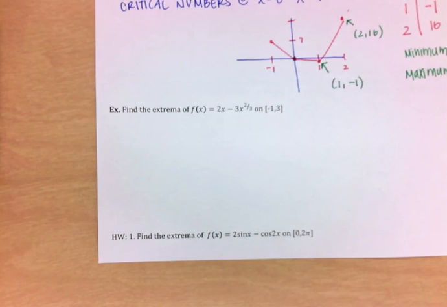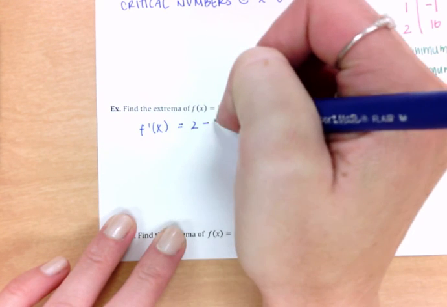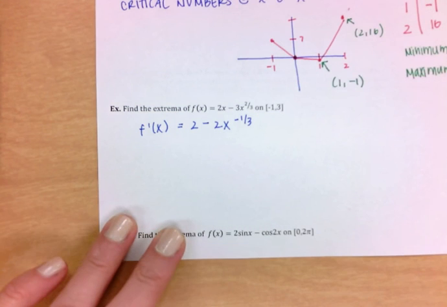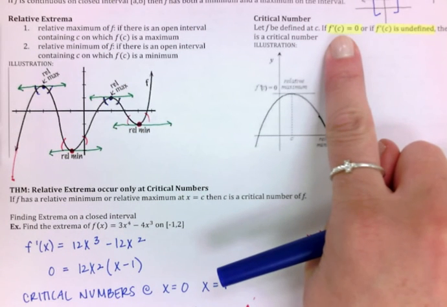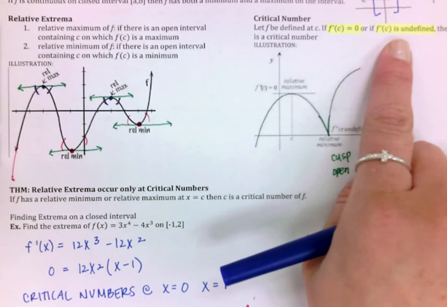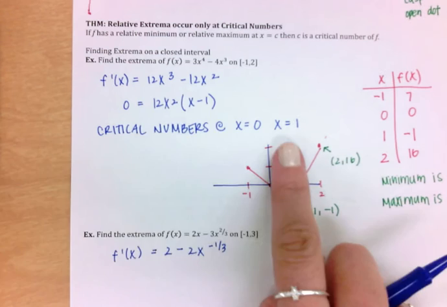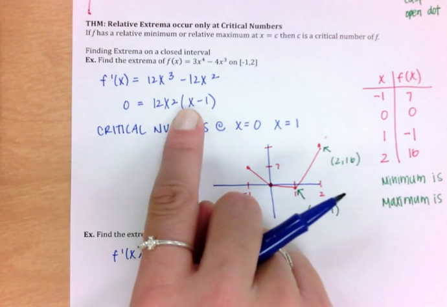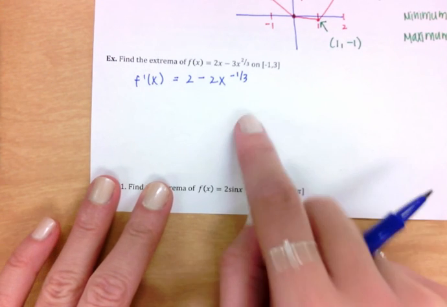If you are finished, your first step was to find the derivative. So your derivative is 2 minus 2x to the negative 1/3, if you did your derivative correctly. Remember that our critical numbers are where the derivative is set equal to 0 and where the derivative is undefined. So we have to look at both of those. The previous one was a nice polynomial with nothing in the denominator, so nothing made it undefined. But this one we know something's up because we have a cube root, and we need to look at this carefully.